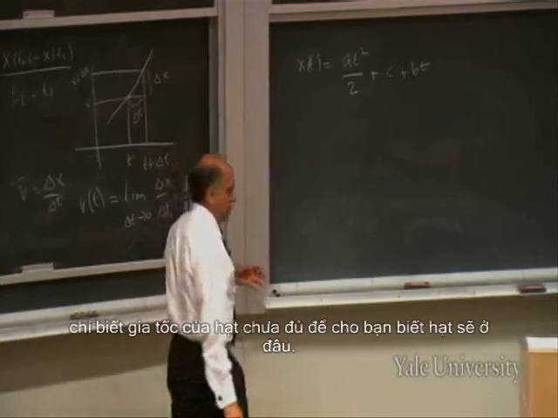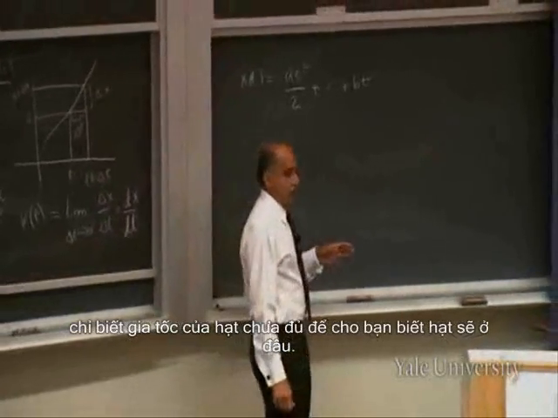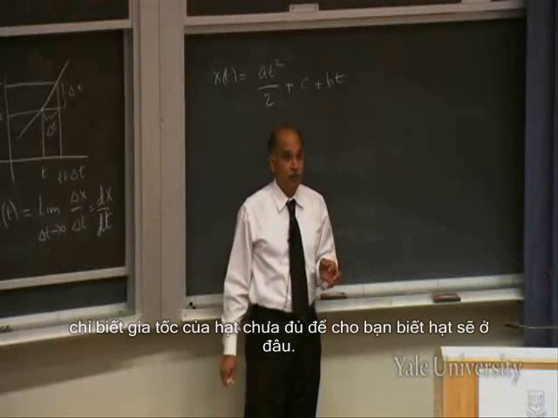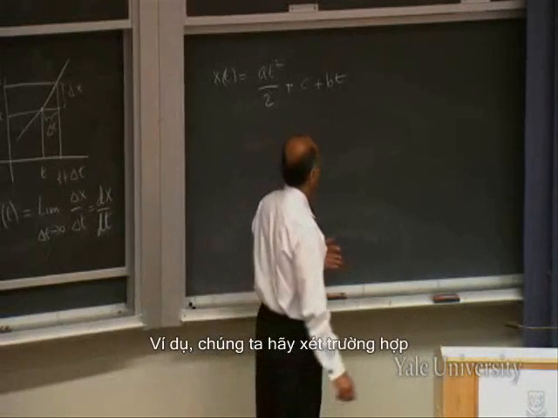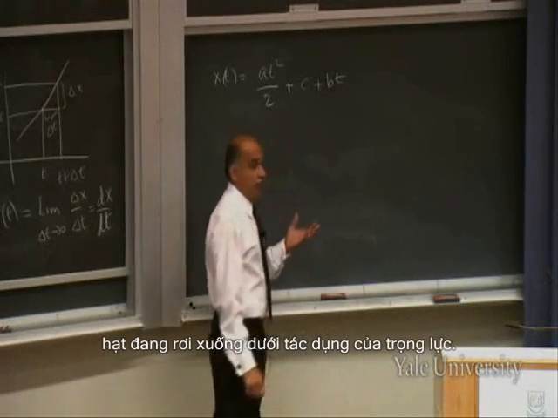The answer is that simply knowing the particle has that acceleration is not enough to tell you where the particle will be. For example, let's take the case where the particle is falling under gravity.